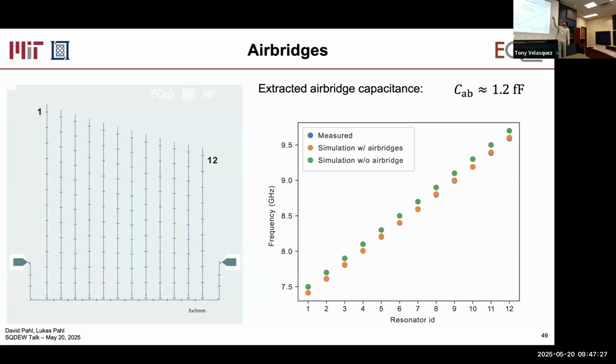What's nice is that the fact that this value is close to the one we simulated shows that we're kind of capturing the same physics here. What I want to say is that air bridges have weird shapes, and so it's hard to build it exactly in simulation. So the best value to use in future designs, which I also do, is just to use the one that you extracted experimentally.